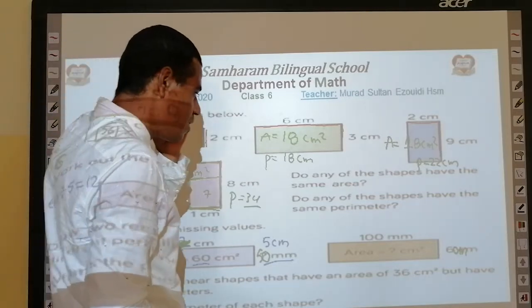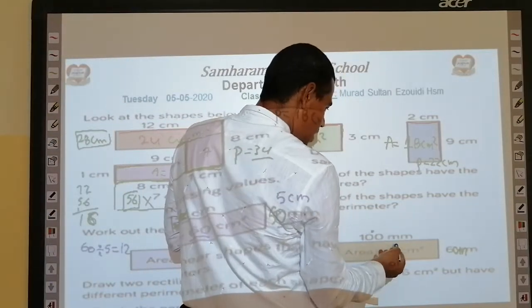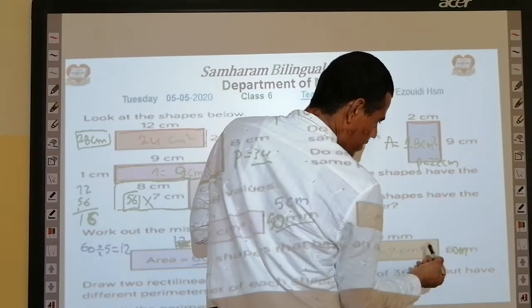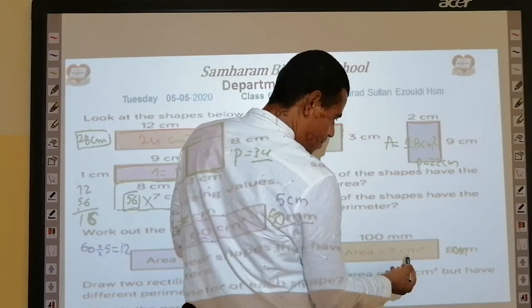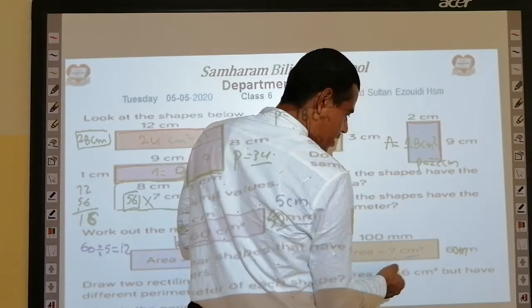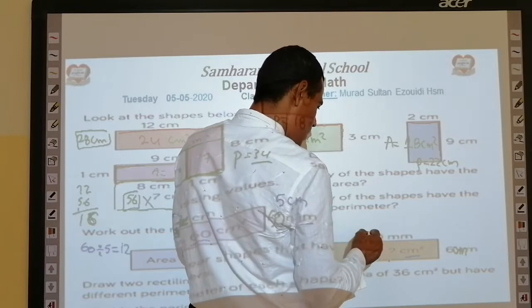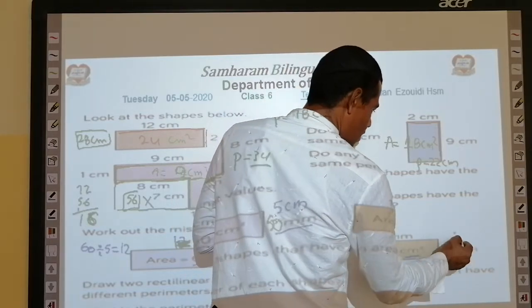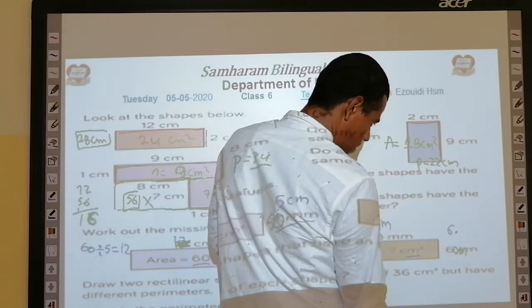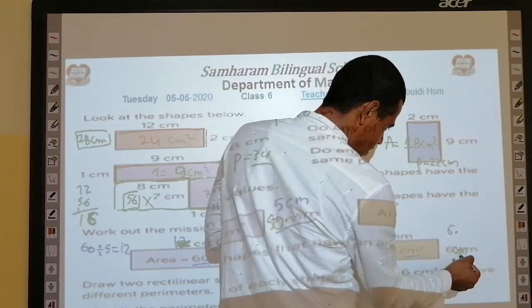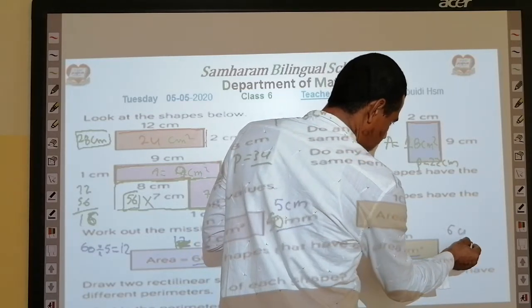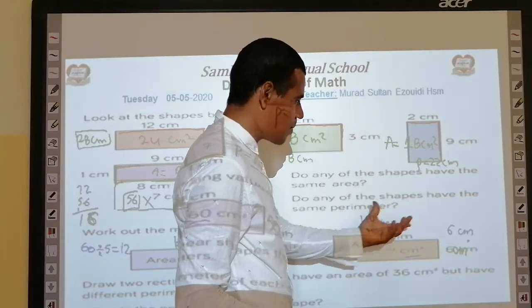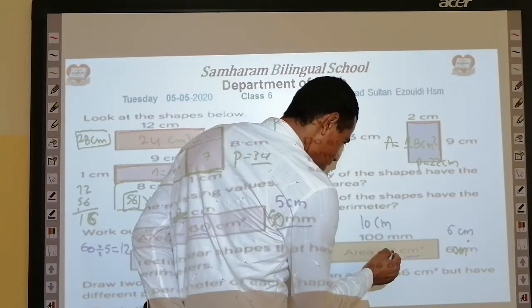And the next one, the area is 100 millimeters multiplied by 60 millimeters. But the unit here is centimeters squared. This one I can convert to 10 centimeters, and this one I can convert to 6 centimeters. So the area is what? 10 multiplied by 6 gives 60.